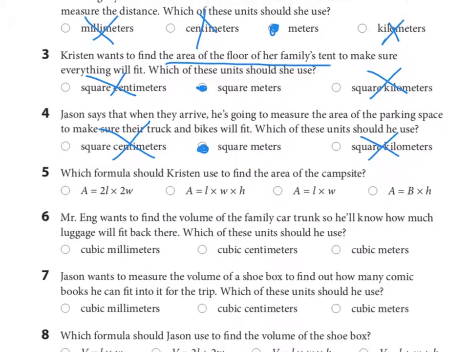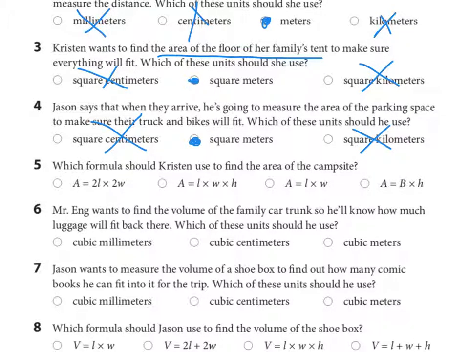Number 5, which formula should Kristen use to find the area of the campsite? The formula for area is length times width. So am I going to use 2L times 2W? No. Length times width times height? No, that's a 3D shape. I'm only finding a 2D shape. Base times height? No. Again, it's length times width.